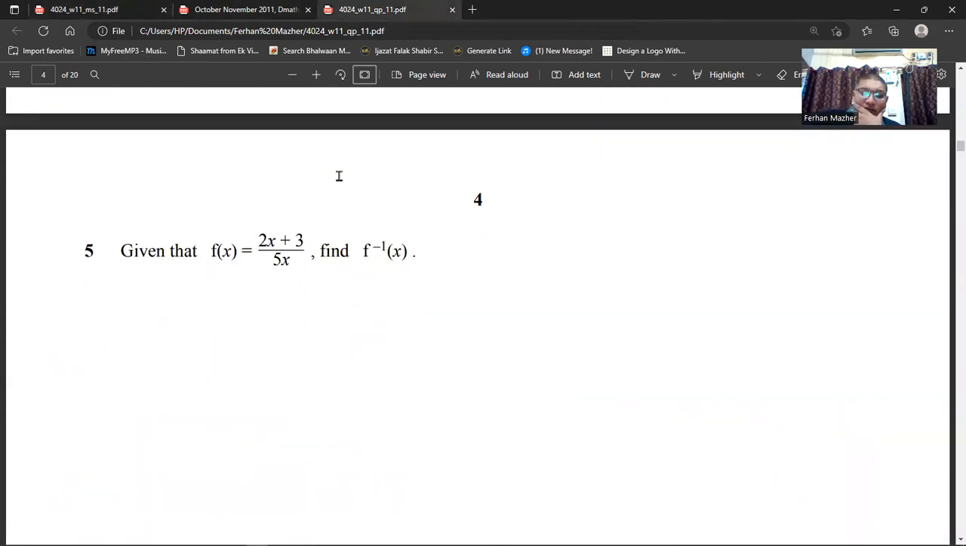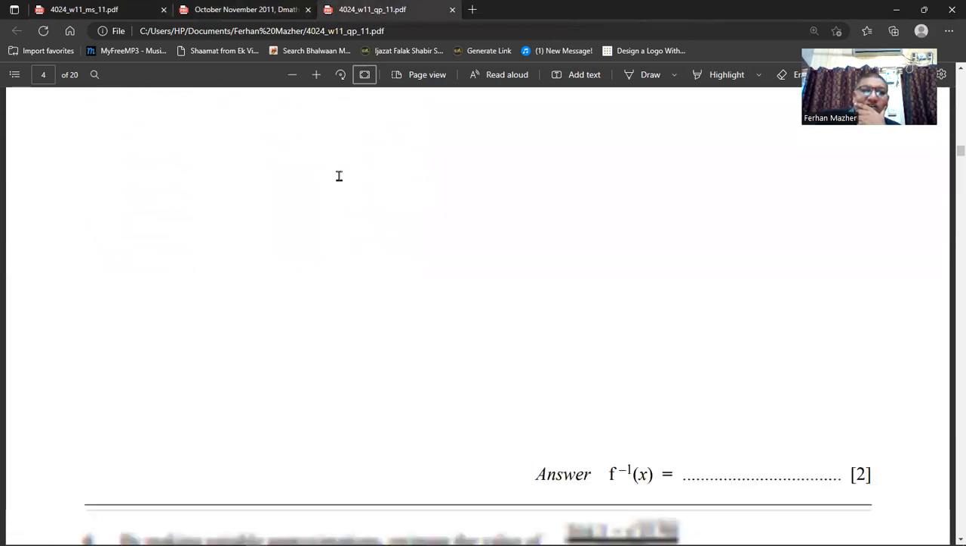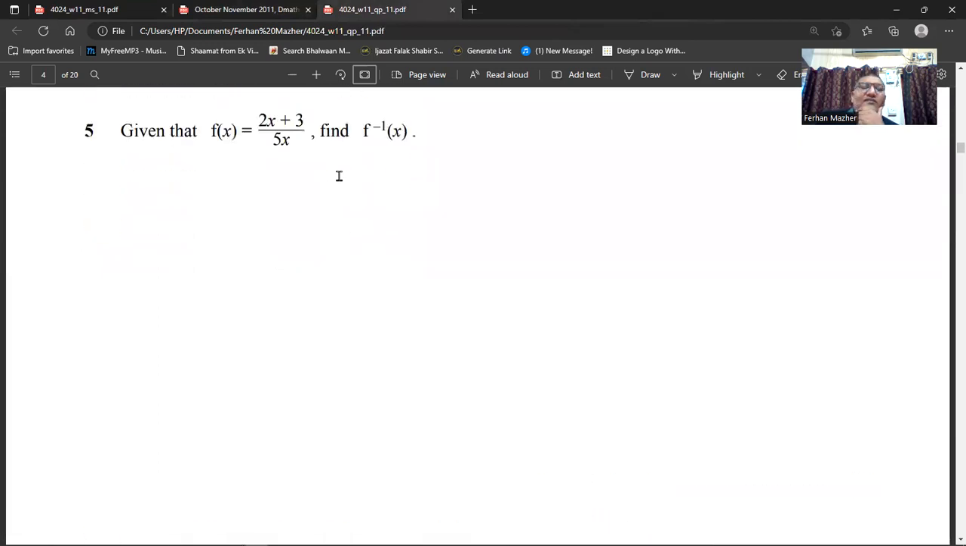Okay, so we are going to the next question, and this question is of 2 marks, and here a function is given that f of x is equals to 2x plus 3 divided by 5x. Find the f inverse of x. Whenever you find the inverse of a function, you write this sentence. You say that f of x is equals to y. So x will be equals to f inverse of y.